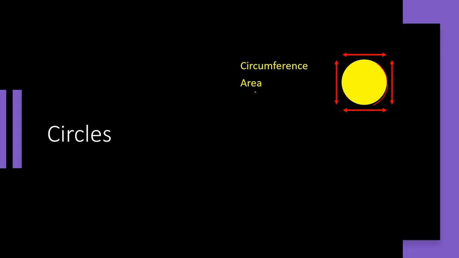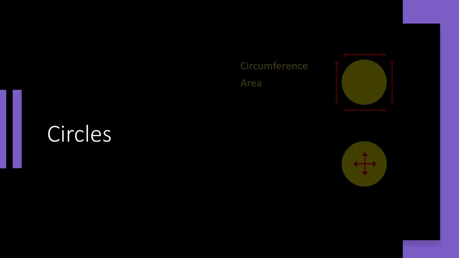And then with the area, just like with polygons, we always measure the surface, or all the area that the circle occupies inside. Okay, very good. Now let us look at some examples of circumference and area.